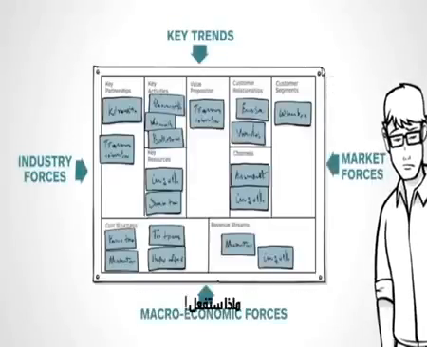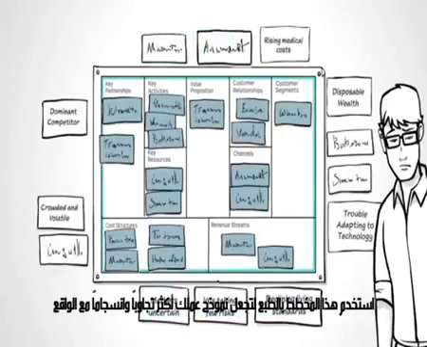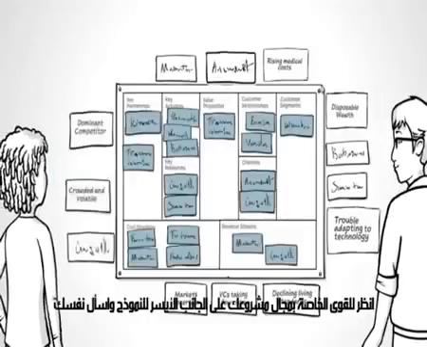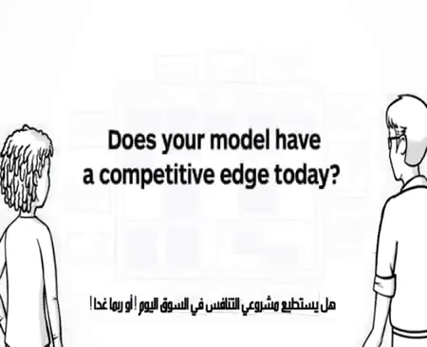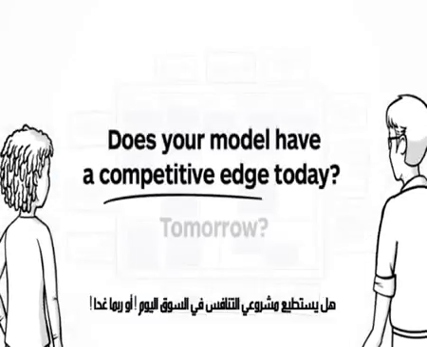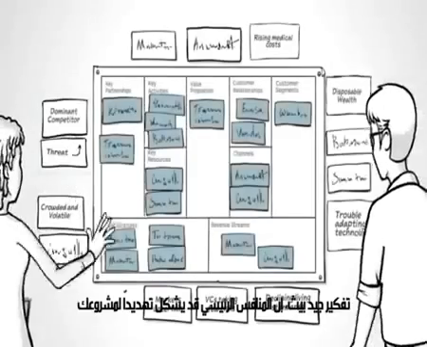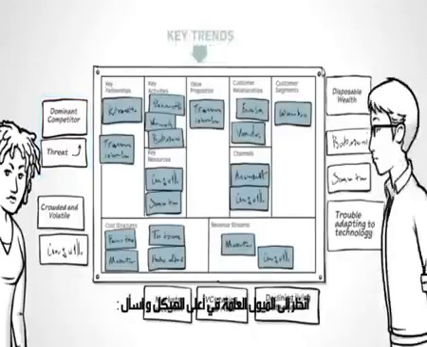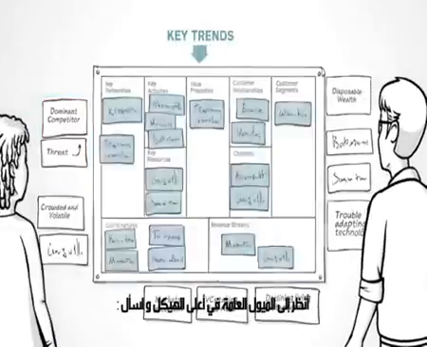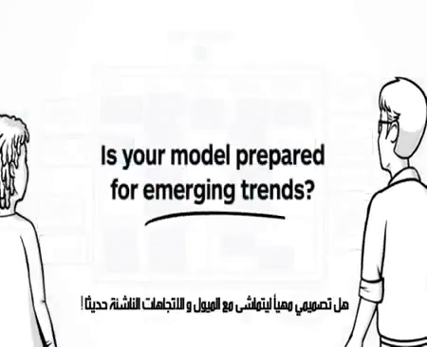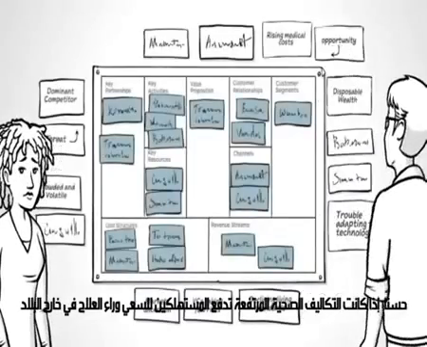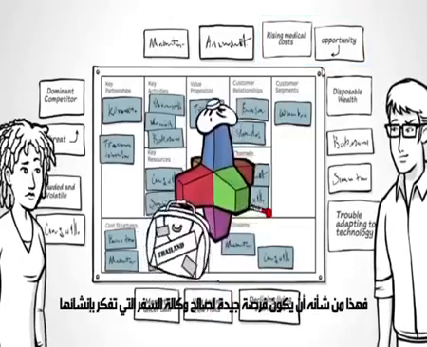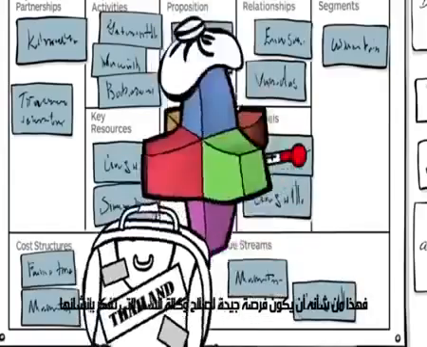What to do? Use the map, of course, to make your business model more responsive. Looking at industry forces on the left side of your canvas, ask, does your model have a competitive edge today? Tomorrow? Good thinking, Beth. That dominant competitor could be a threat. Looking at key trends on the top of your canvas, ask, is your model prepared for emerging trends? Okay, if rising medical costs encourage overseas treatment, that could be an opportunity for your travel agency.